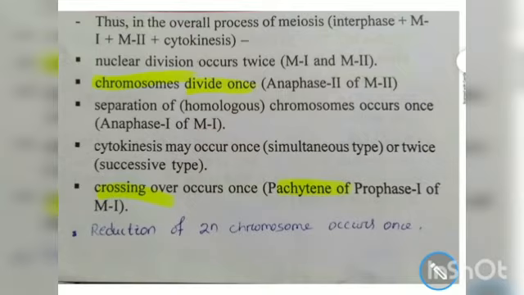Now, what is the importance of your meiosis? Meiosis is essential in sexual life cycles to regulate the number of chromosomes in species. Meiosis also plays an important role in organic evolution through genetic recombination due to crossing over. Okay.